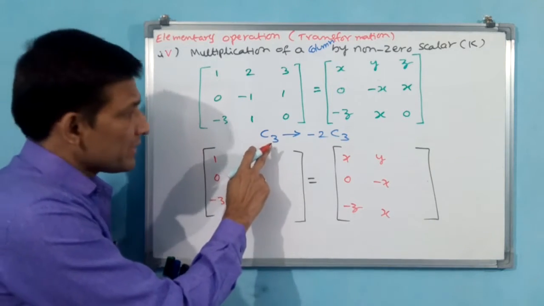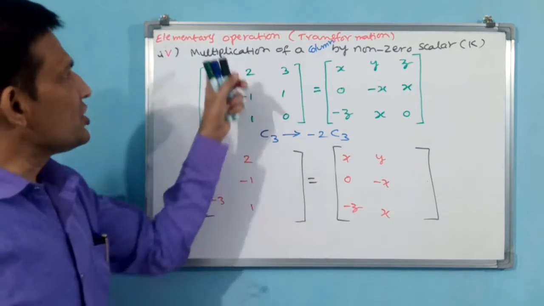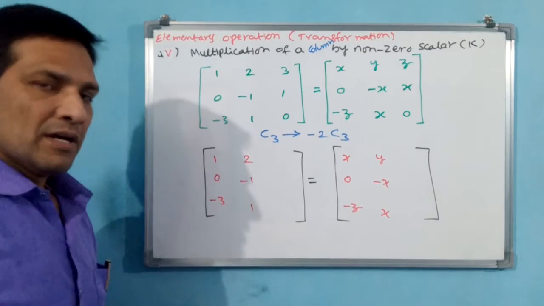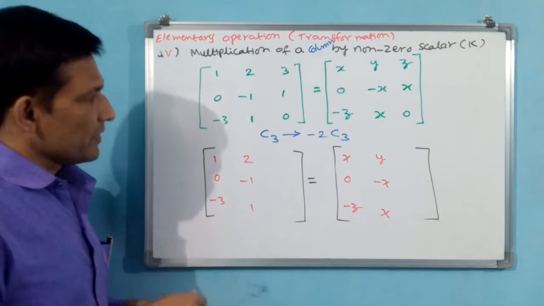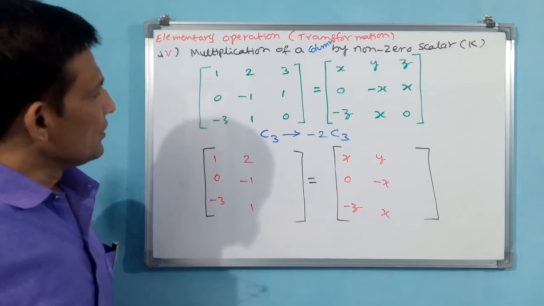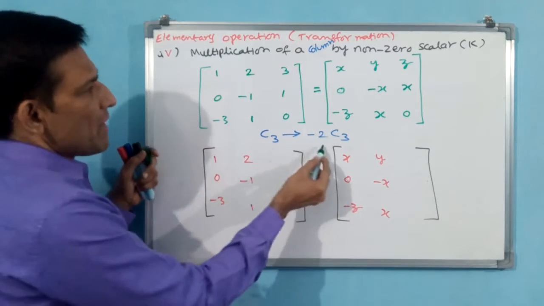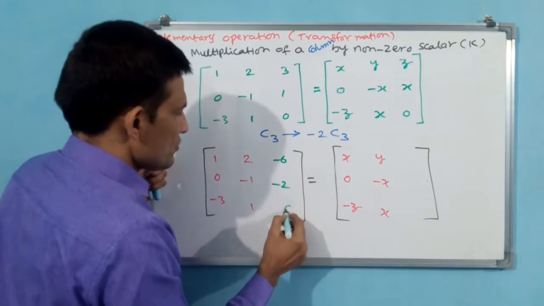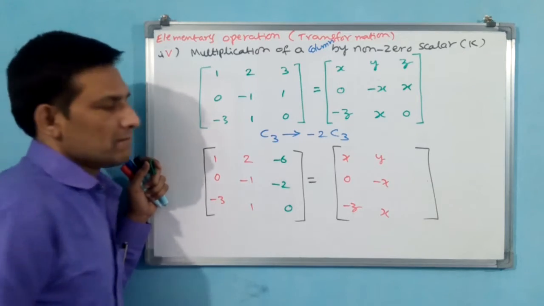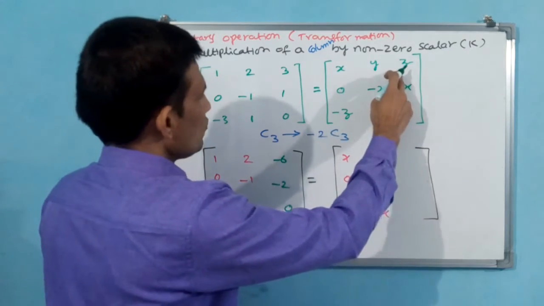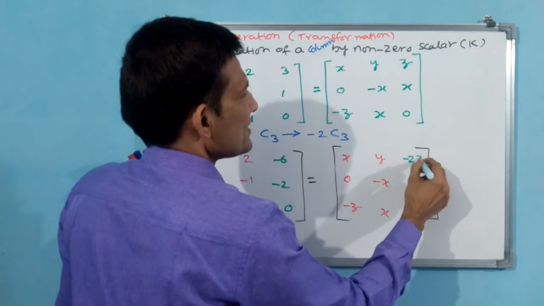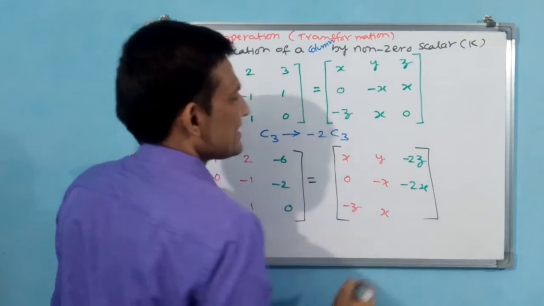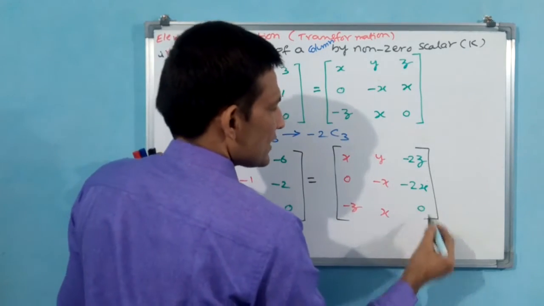Now you come for C3, because the change is in C3 only. What is that change? Multiplication of the C3 column by minus 2. The scalar here is minus 2. Multiply with the scalar. Minus 2 into 3, minus 6. Minus 2 into 1, minus 2. Minus 2 into 0, 0. Let us come here. Minus 2 into z, minus 2z. Minus 2 into x, minus 2x. Minus 2 into 0, 0. That's all.